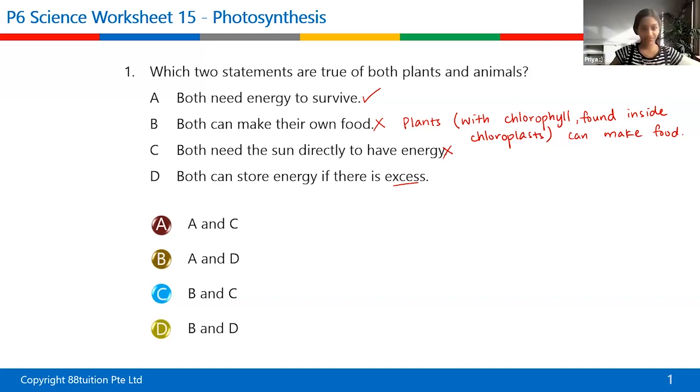Very good. So it's not just camels, okay? Camels, that one is really about adaptation.